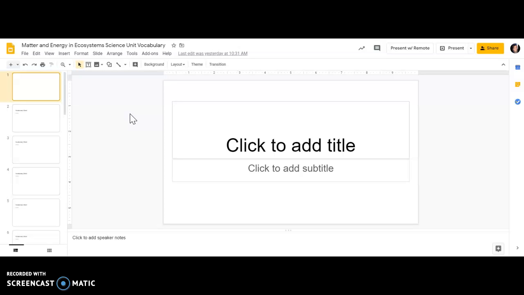And I want this to be a slideshow that you pull up and look at when you are doing different activities throughout this unit, because I think it's going to be helpful for you to be using these vocabulary words and knowing what they mean as we do the activities.